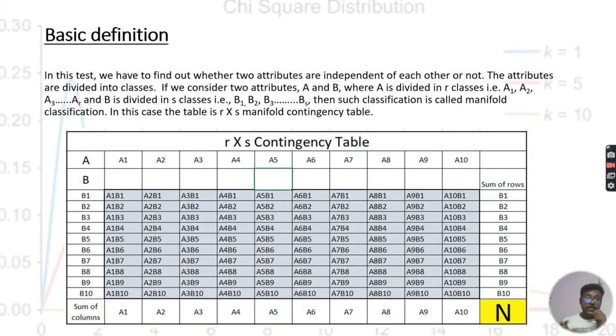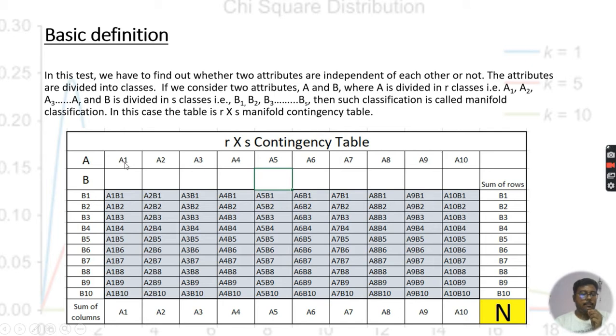Now, this is the basic definition. In this test, we have to find out whether two attributes, A and B, are independent of each other. This is an R cross S contingency table. A has R parts and B has S parts. That is, A is A1, then A2, A3 and up to AR.